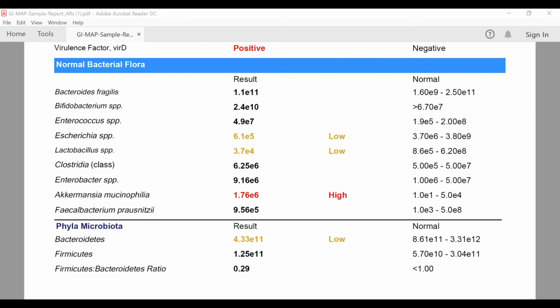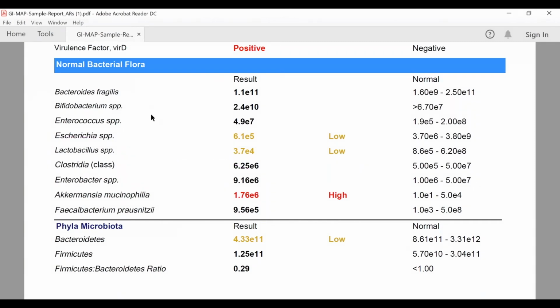There's one on here you should know though, because this is a no-brainer: lactobacillus. A lot of the probiotics that we sell have lactobacillus in them. So if lactobacillus is low, can I take a lactobacillus probiotic and make it better? Absolutely, that's probably a good idea. So that one's kind of obvious.